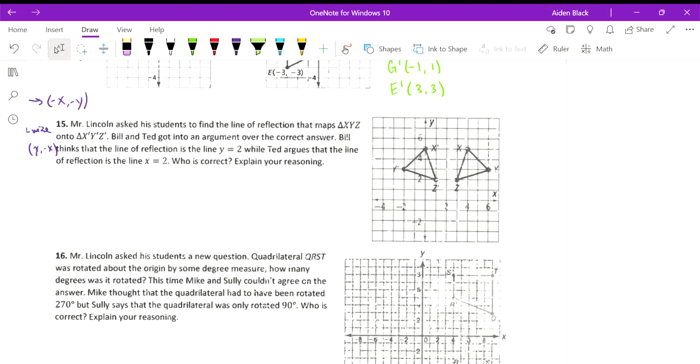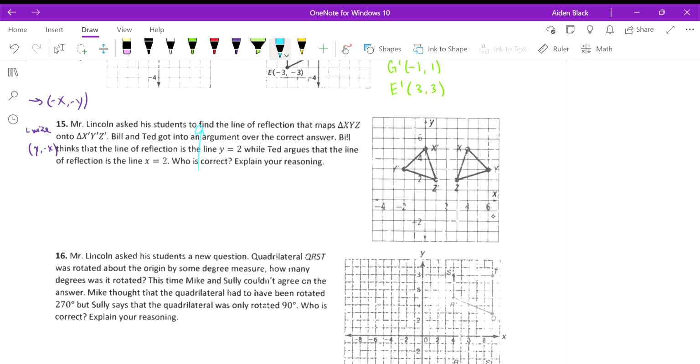Alright, let's get to this problem here. Mr. Lincoln asked his students to find the line of reflection that maps triangle XYZ to triangle X prime, Y prime, Z prime. Bill and Ted got into an argument over the correct answer. Bill thinks the line of reflection is Y equals 2, while Ted argues the line of reflection is X equals 2. Which one do you think is correct?